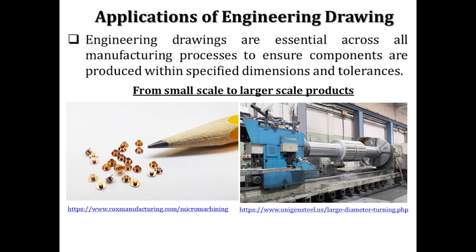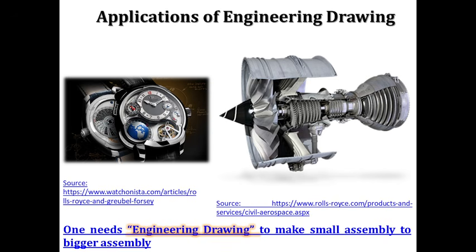Next slide. From small assemblies to large assemblies, engineering drawing is not only used for individual parts, it is equally important for assemblies. Whether we are assembling a wristwatch or a large aircraft engine, every component must fit together perfectly. This is possible only when every part is manufactured according to standard engineering drawings. Engineering graphics therefore plays a vital role in product design and assembly.